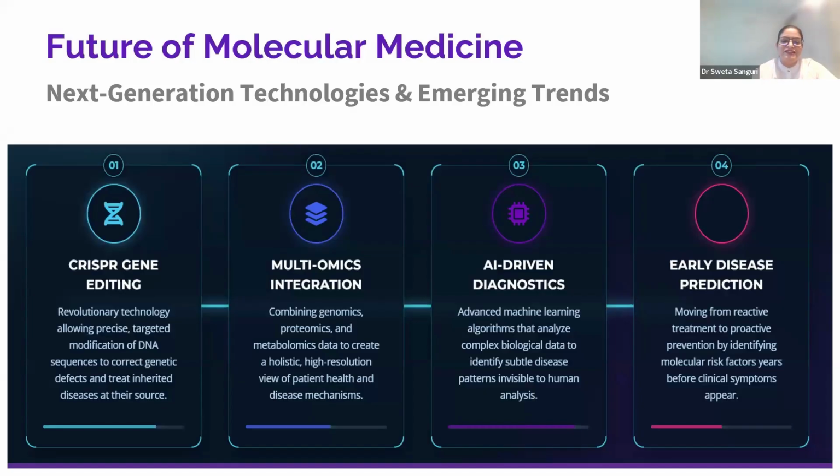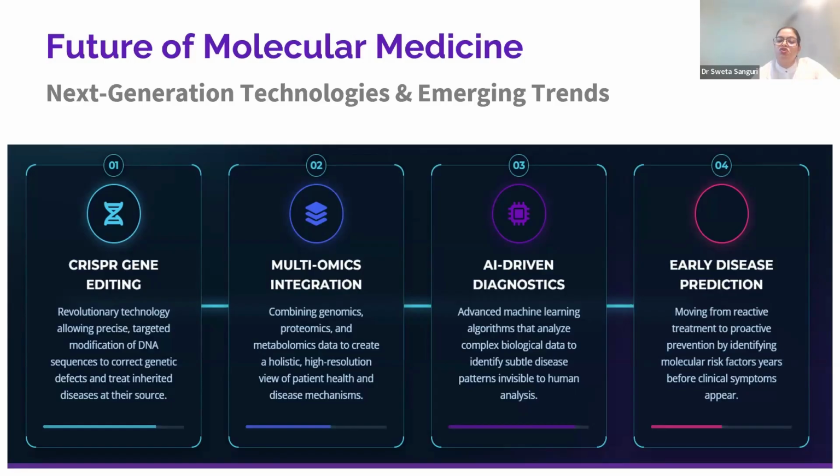The future of molecular medicine is extremely exciting. There are many emerging and ongoing technologies, like CRISPR gene editing, which has revolutionized precise, targeted modification of DNA. It can correct genetic defects and treat inherited diseases at their source. So if we know that a person has inherited a disease, CRISPR can actually go in and edit that mutated version of the gene and make the patient healthy.